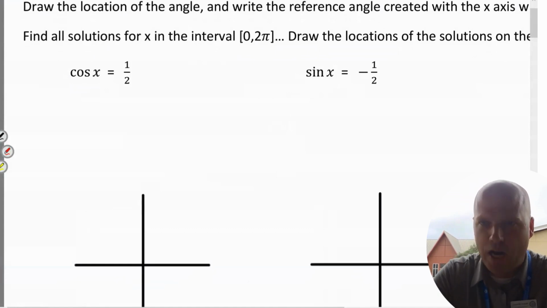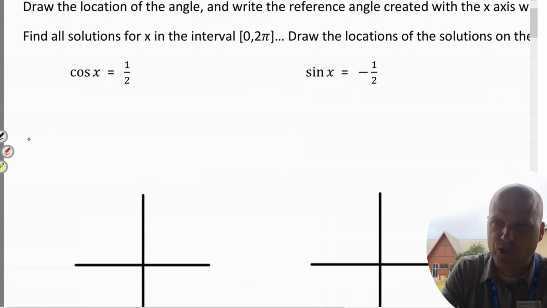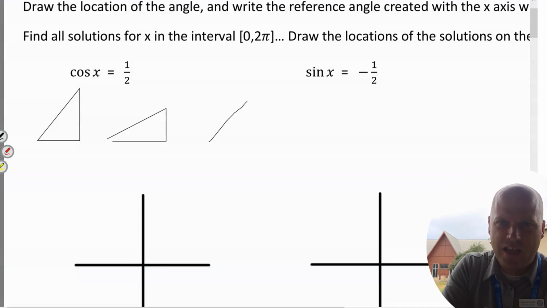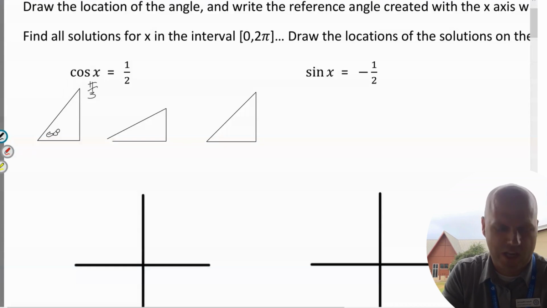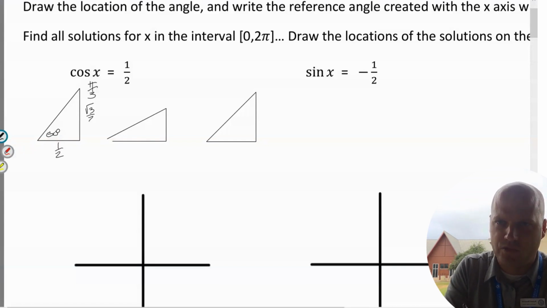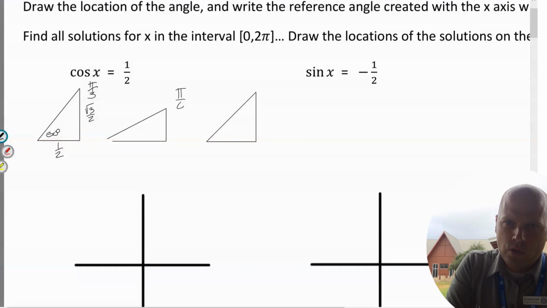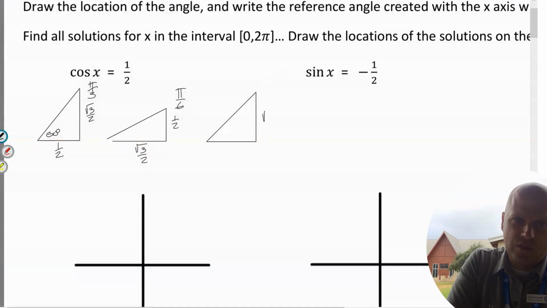I like to say start with your triangles. You've got 3 different triangles, really 2: a tall 30, 60, 90, a short 30, 60, 90, and your 45, 45, 90. Just remember the tall 30, 60, 90 occurs with a 60-degree base reference angle at the pi over 3s. We know that the short side is a half and the long side is root 3 over 2. The short 30, 60, 90 triangle is at the pi over 6s, and the 45, 45, 90 triangle is at the pi over 4s.